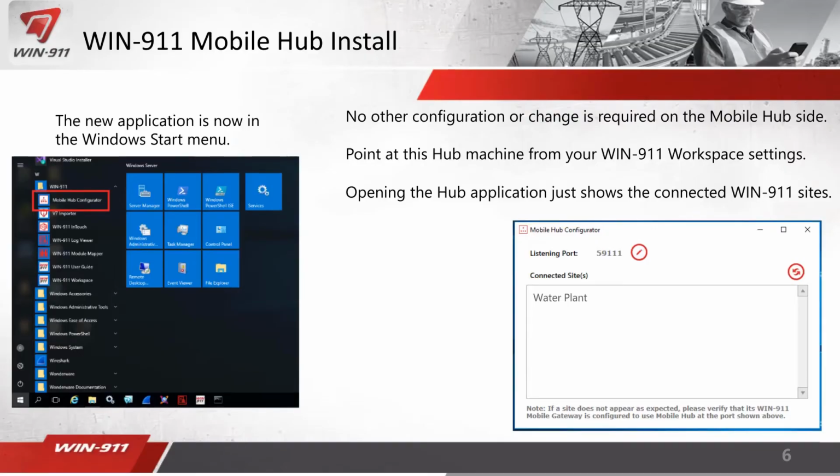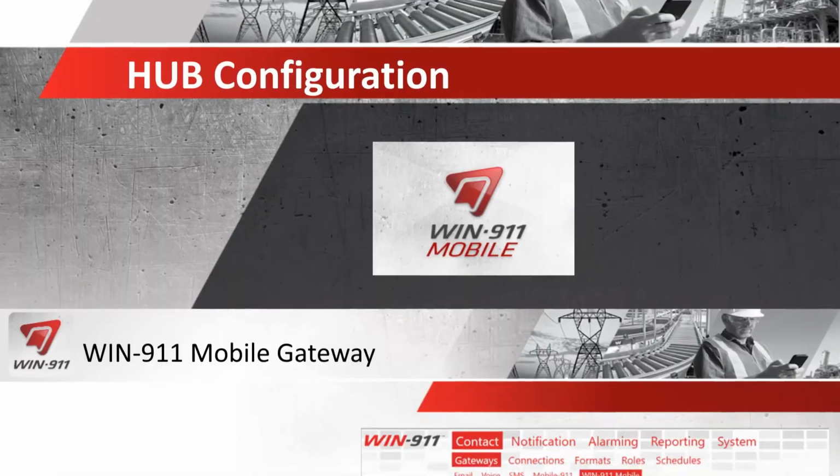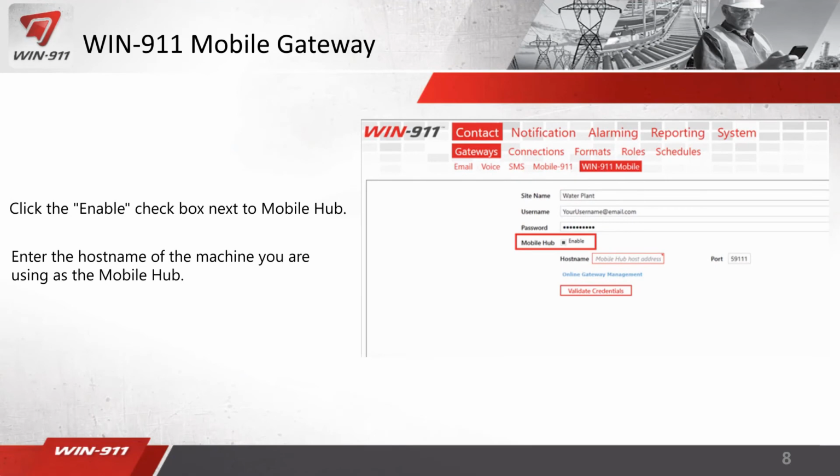Okay, so the hub configuration. You open up your workspace for WIN-911, open up Contact Gateways, WIN-911 Mobile, and you just check the box to enable the mobile hub. You put in the IP address or the host name of the machine that you just installed the hub on, and then you can click Validate Credentials. That's it, just pointing at it. So I'll show you that real quick in a demo.